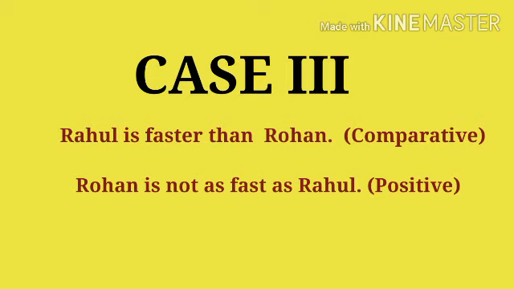Rohin is, can you say as fast as Rahul? No. Whenever you are comparing between two persons, you have to make the usage not. So, Rohin is not as fast as Rahul. And now tell me, is the superlative form possible here? Rahul is faster than Rohin. Can you write it in superlative form using fastest? No, because here comparison is made only between two persons. So as a result, there is no superlative form possible here.